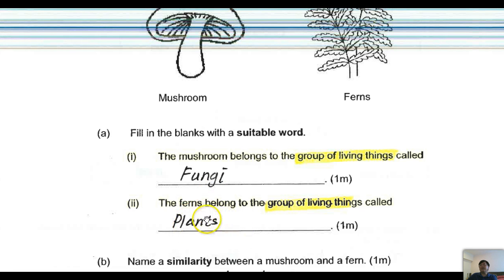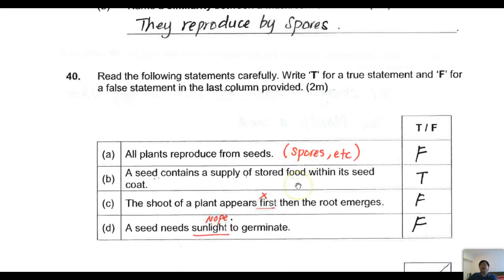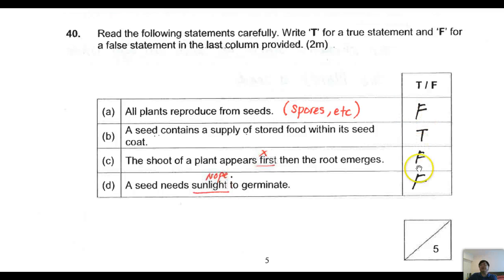Right, if you put non-flowering plants, it may not be very suitable, because you're comparing at the same level as fungi. So if you put non-flowering plant, then in this case you must put something for the fungi as well. Poisonous fungi, non-poisonous fungi. Okay, so at the higher level, fungi and plants, that would do. Now the similarity, they both reproduce by spores, and these are the ones: false, true, false, false.